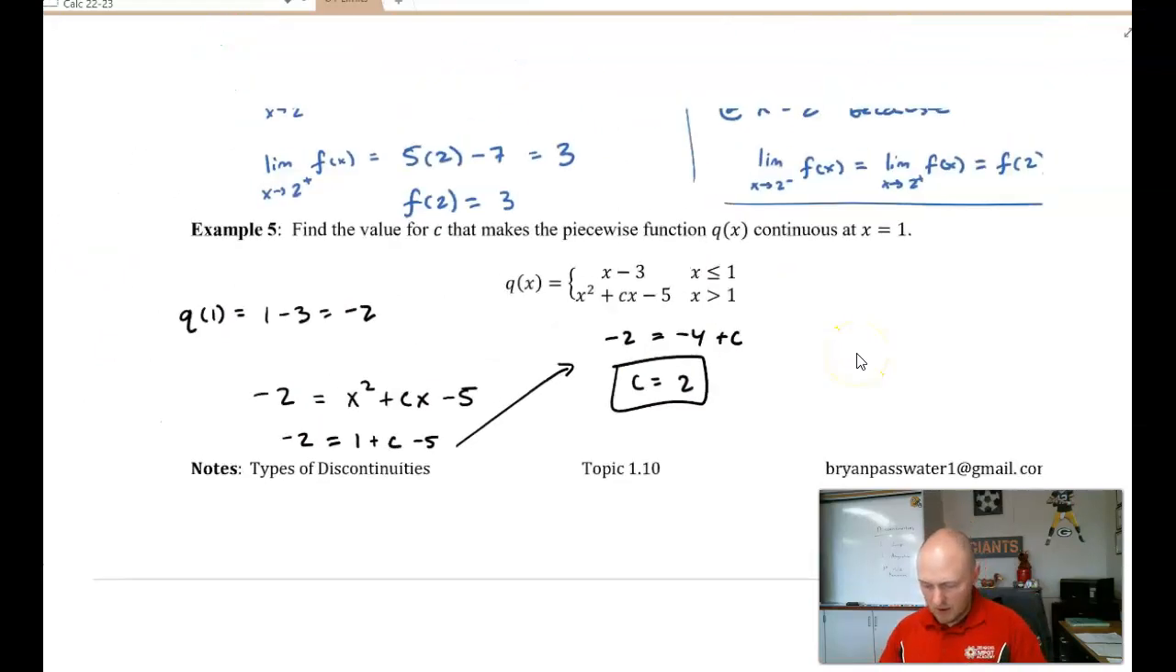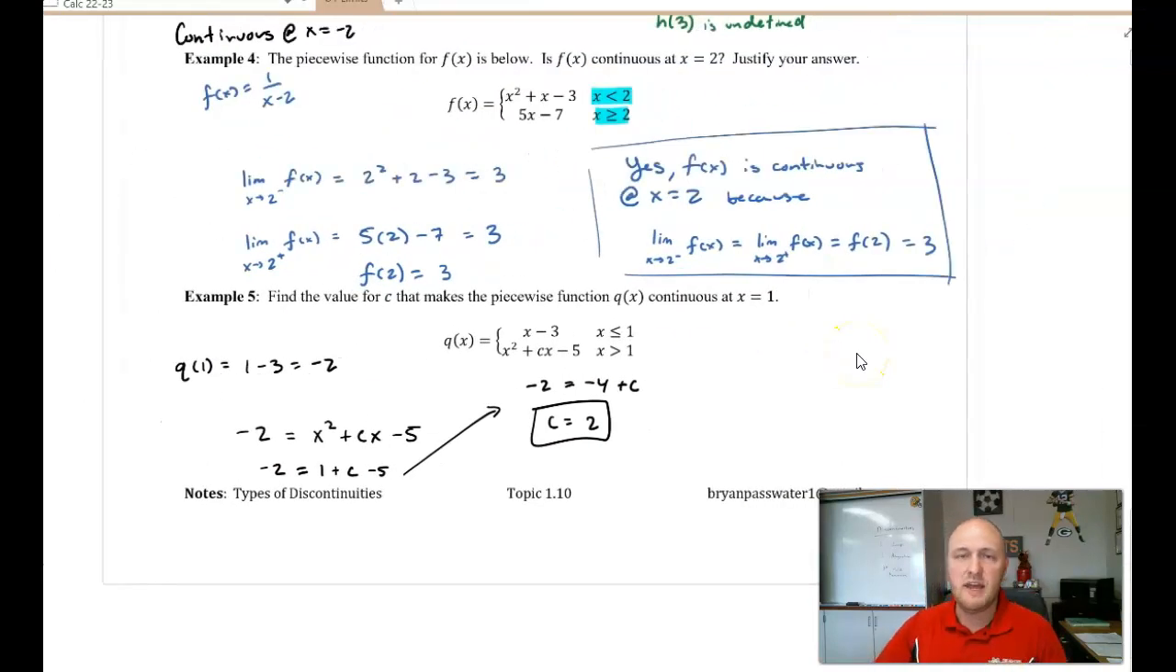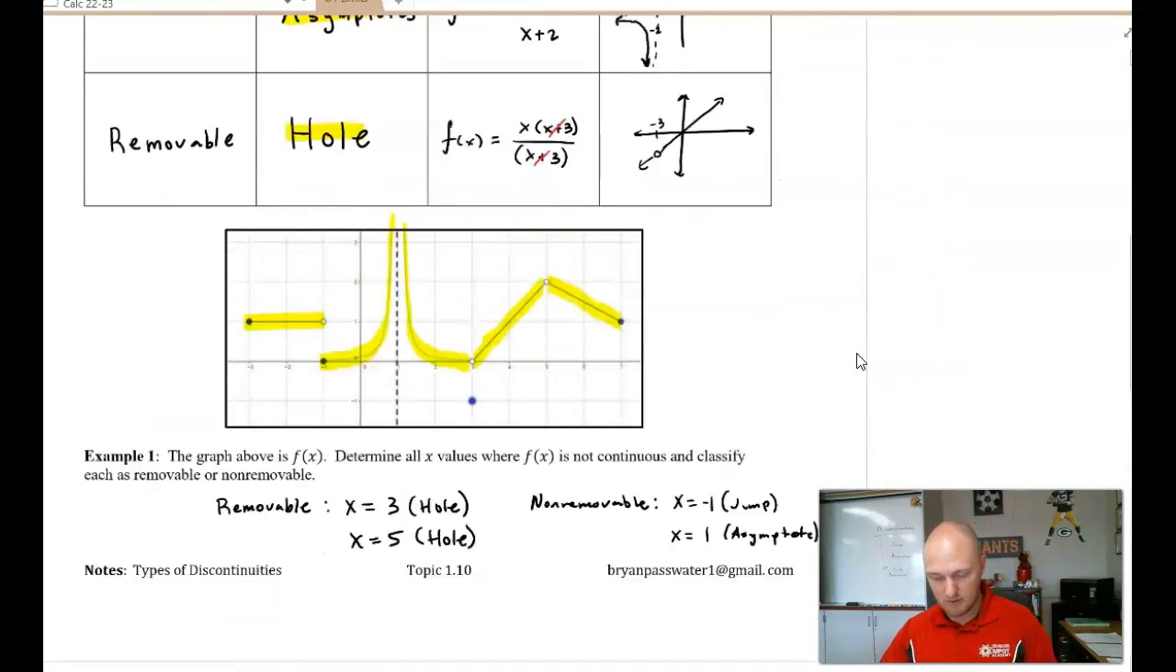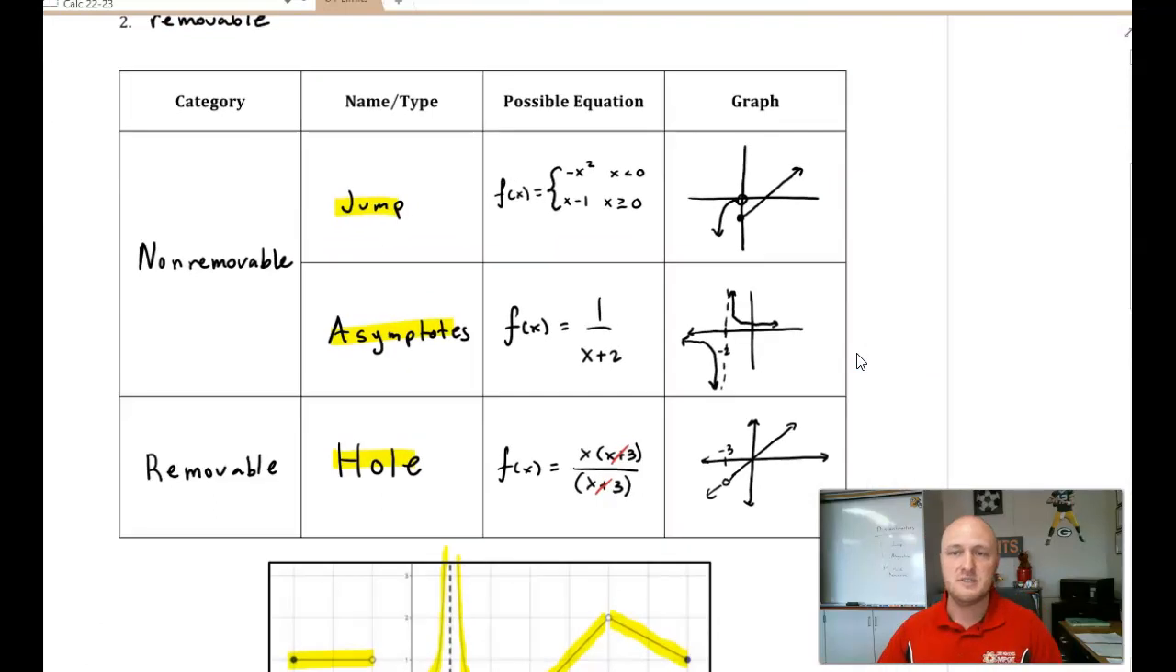Okay? All right. In this lesson, we went ahead and talked about discontinuities. That should be the main takeaway from this lesson. What are the 3 types of discontinuities, and how do you classify them? Okay, hopefully you can read what's on the screen in front of you. And you know that jumps and asymptotes are non-removable. Holes are removable. That's going to do it for this lesson.